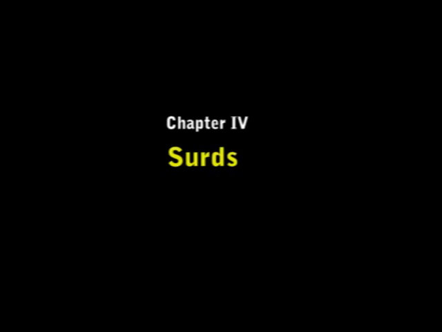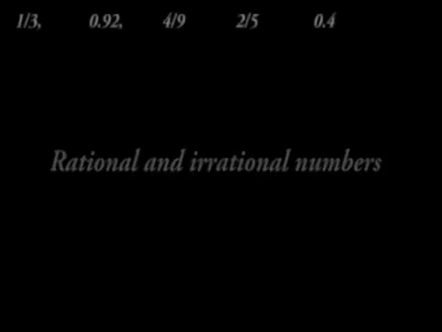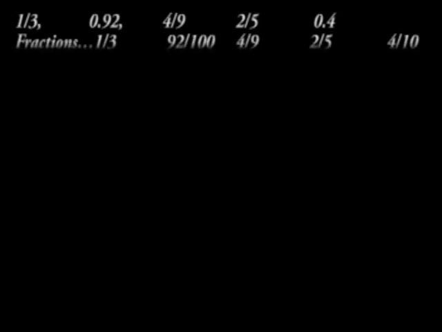Surds. We start off with rational and irrational numbers. Consider the following numbers: 1 over 3, 0.92, 4 over 9, 2 over 5, and 0.4. Each of the above can be expressed as a fraction, that is a third, 92 over 100, 4 over 9, 2 over 5, and 4 over 10. These are called rational numbers.